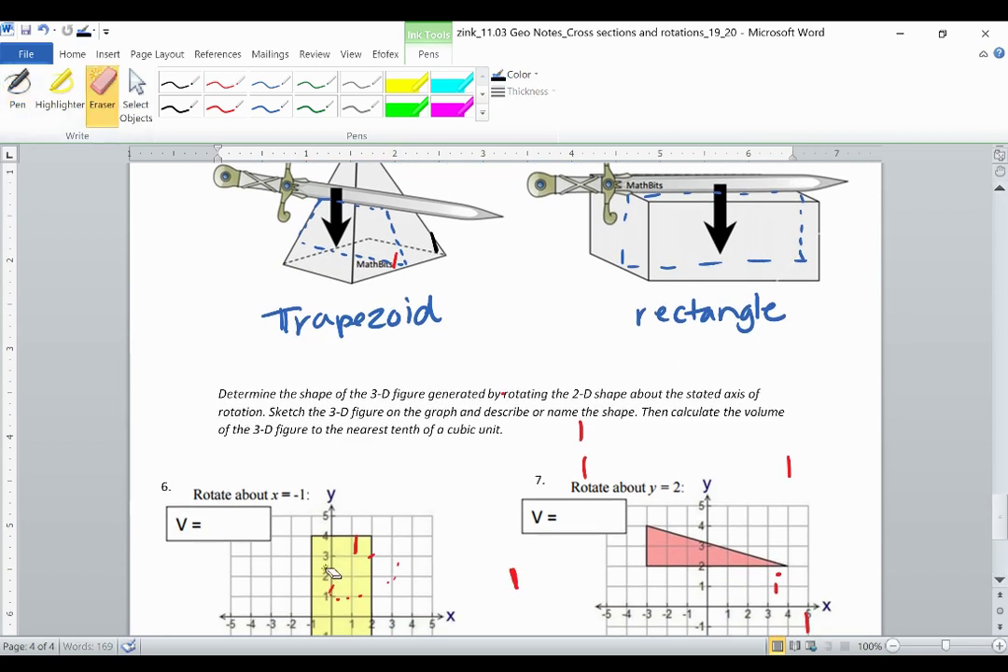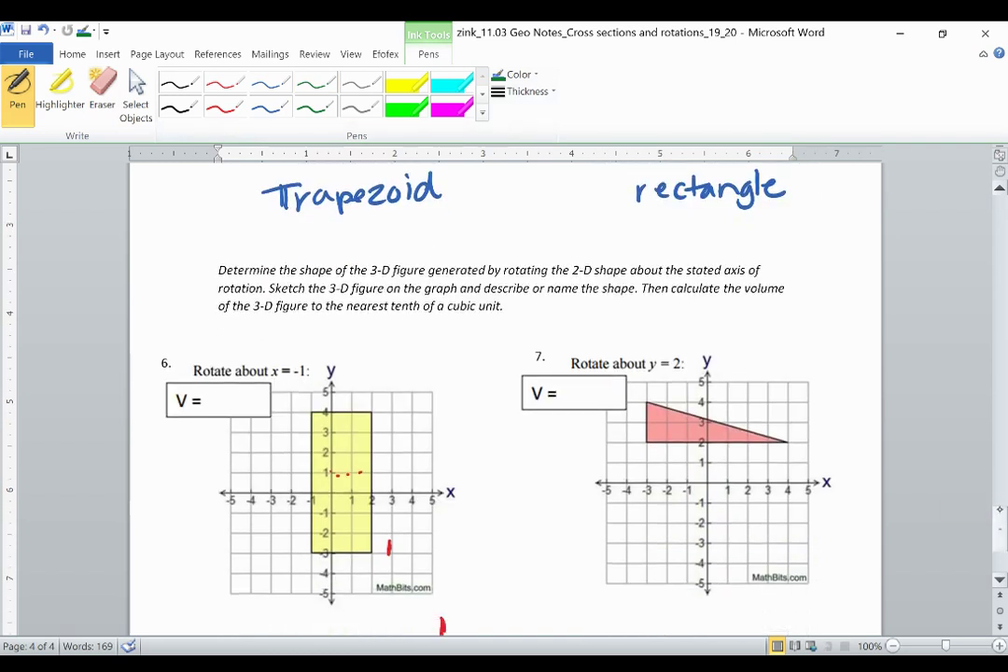And our last two are a little bit different. So for these, it says determine the shape of the 3D figure generated by rotating a two-dimensional shape about the axis of rotation that's given. Sketch the 3D figure on the graph. So sketch it, describe or name the shape, and then calculate the volume. So three things we need to do here. Round to the nearest tenth of a cubic unit.